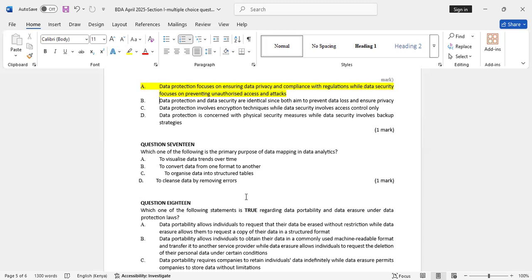So what data mapping is all about is to convert data from one format to another. B is what defines data mapping.